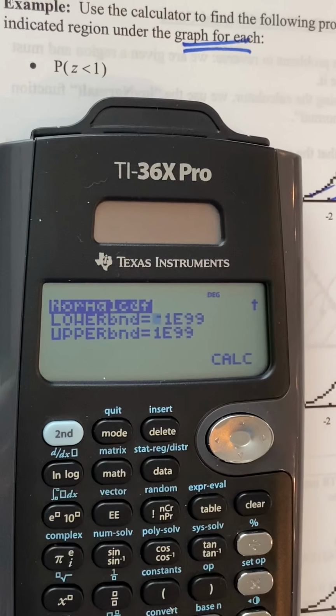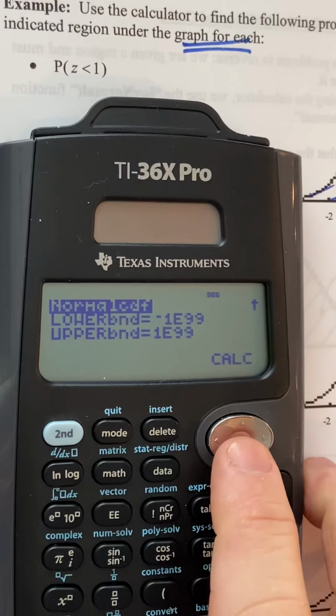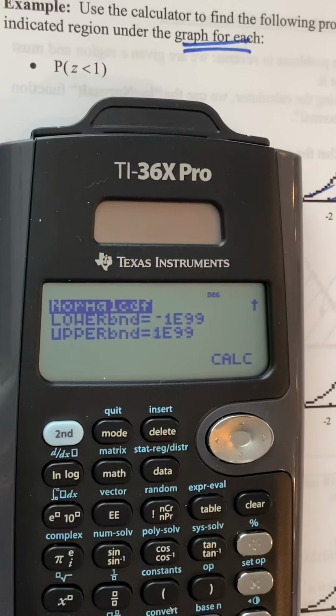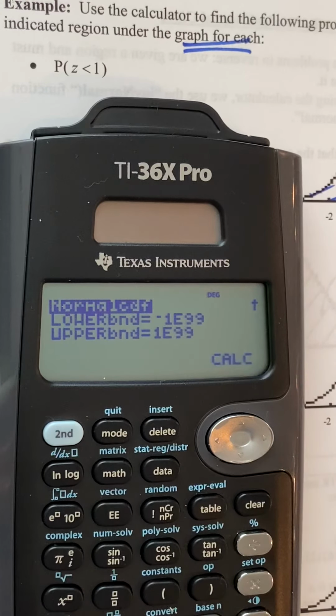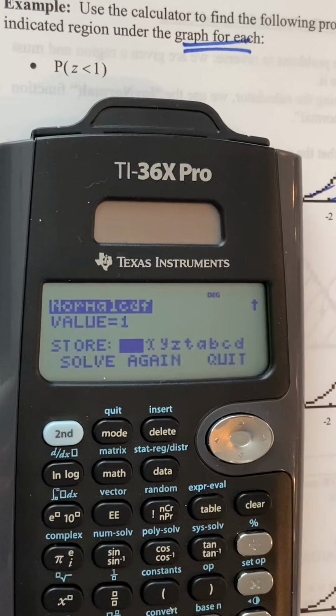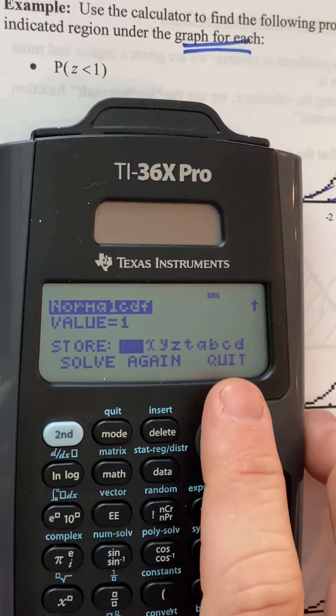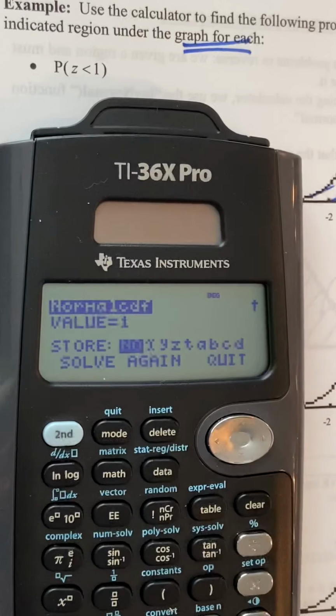That is negative infinity. So knowing that, the upper bound is positive infinity. So this would be the area between negative infinity and positive infinity. What percent of the area is between negative and positive infinity? That's right, 100%. So when we press enter, the value there is 1. That's written as a probability instead of a percentage, but as a percentage, it would mean 100%.